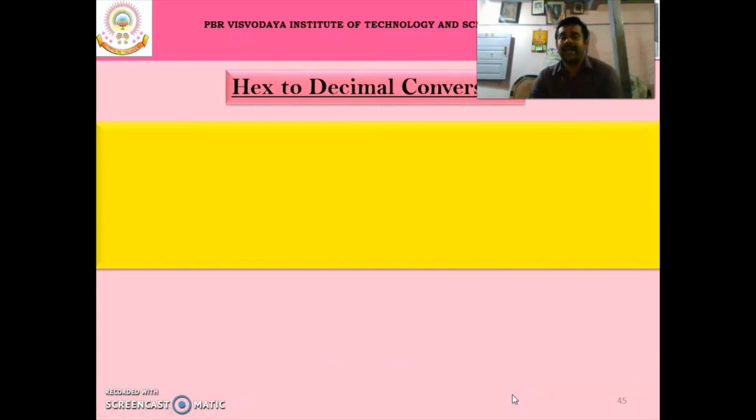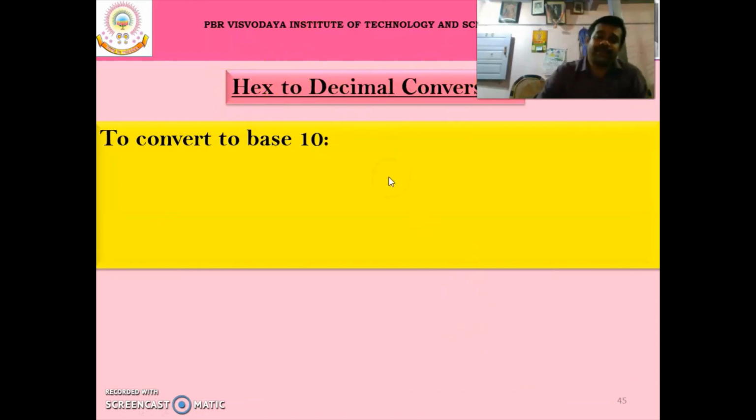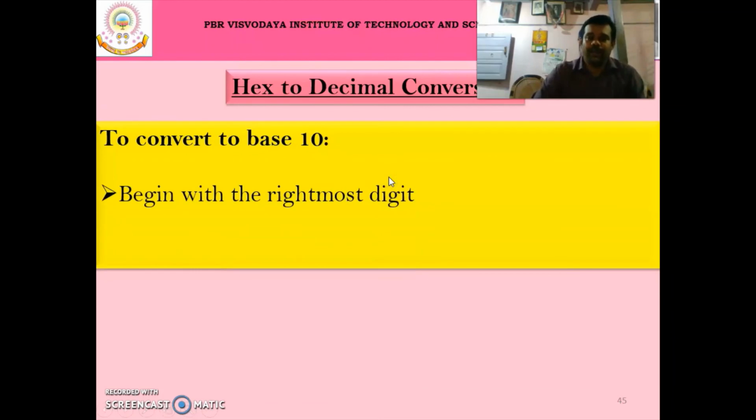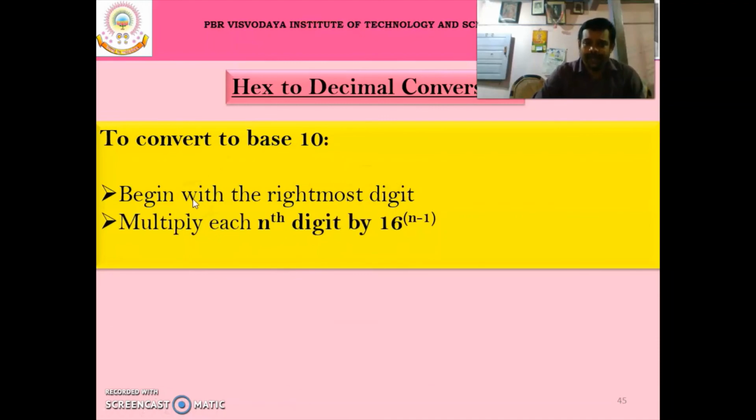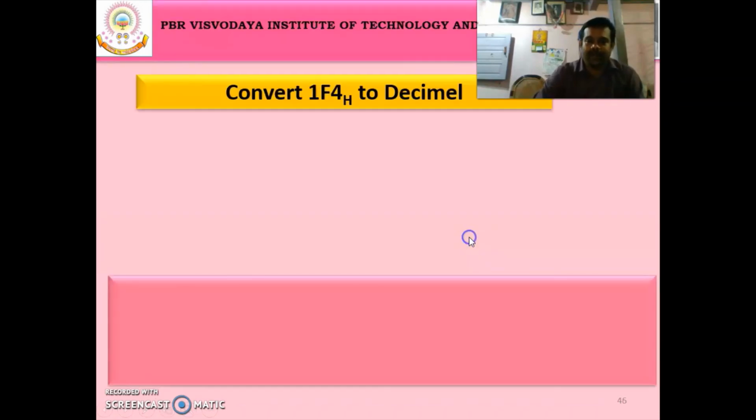Then next is hexadecimal to decimal conversion. Hexa is base 16, decimal is base 10. So we have to convert from base 16 to base 10. We have to begin with the rightmost digit and multiply each nth digit by 16 to the power n minus 1. Add all of the results together.